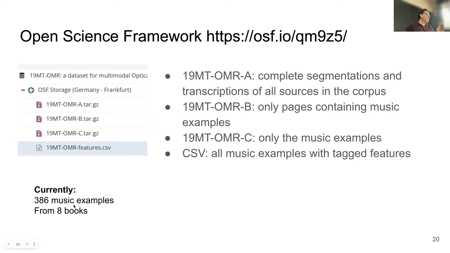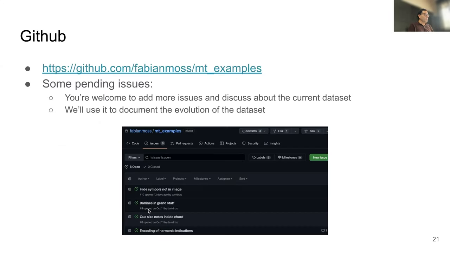In total, we have about 400 music examples. There are many more cropped regions, but with tagged examples in Kern, we have around 400 from 8 different books. Everything is also uploaded to GitHub, so you are welcome to use the dataset and add any issue you find. For example, you can see here some pending issues we have to correct, but the idea is to improve the corpus. So you are welcome to add anything you want.